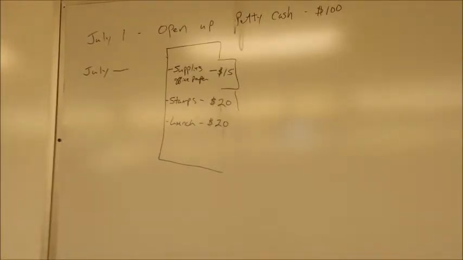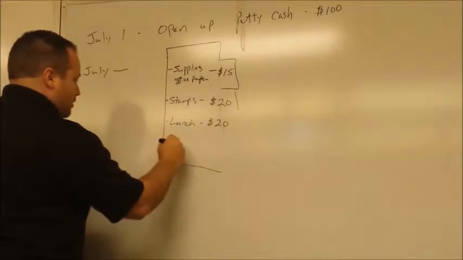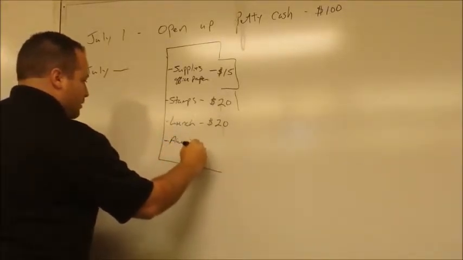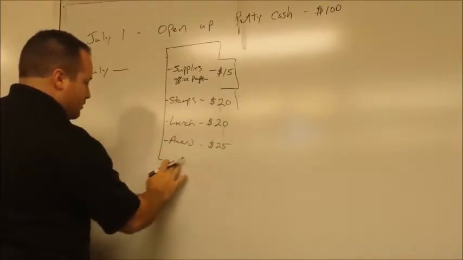One more thing the office would spend money on. Employee incentive, $20. A what? Employee incentive, like go to Walmart and buy an award or something for an employee. Okay, an award. We'll call that $25.